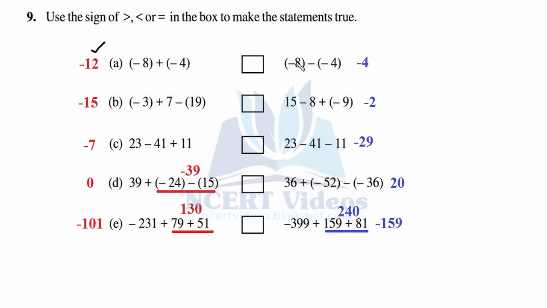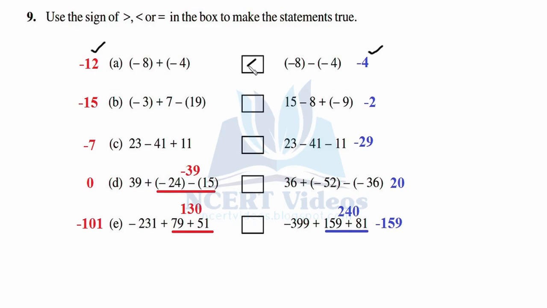Here minus minus becomes plus. So minus 8 plus 4 is obviously minus 4, because 8 was having a negative sign and it was greater. So you can see minus 12 and minus 4. Which one is greater? Well, minus 4 lies closer to 0, therefore it is greater. Minus 12 is less, therefore the less than sign will come.